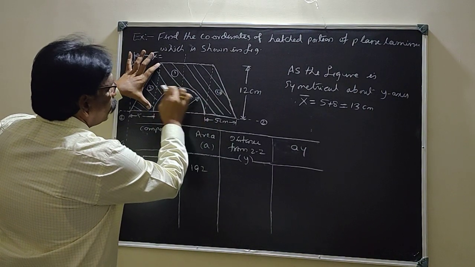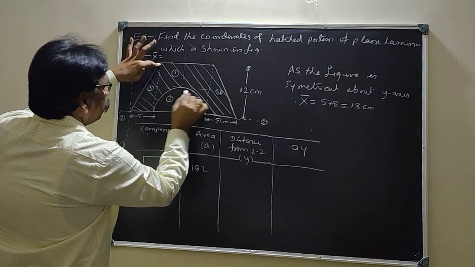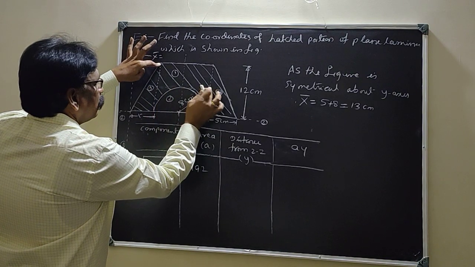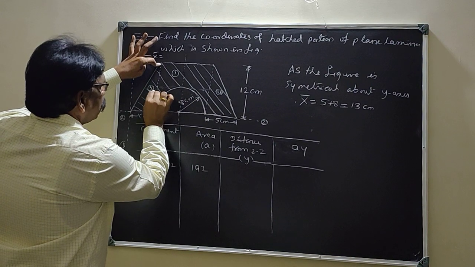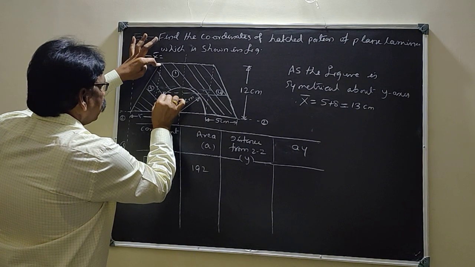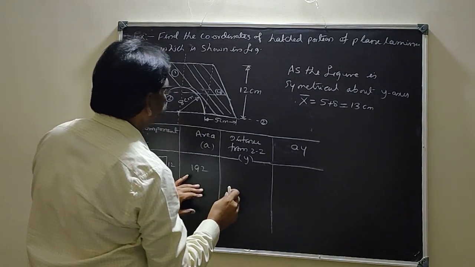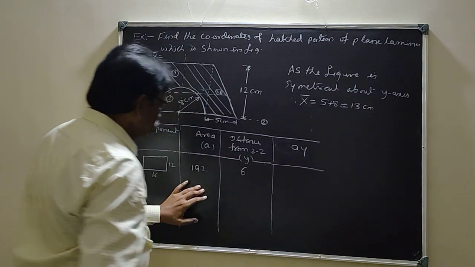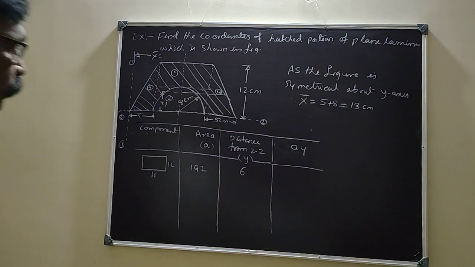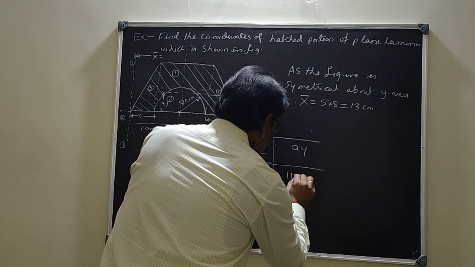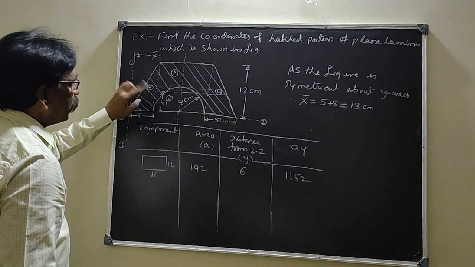So half of that height will be the centroidal distance, that is y1. This will be the centroidal distance y1 for this one. So that is equal to how much? 6 centimeter. So now if you multiply that, you will get 1152 centimeter cube.